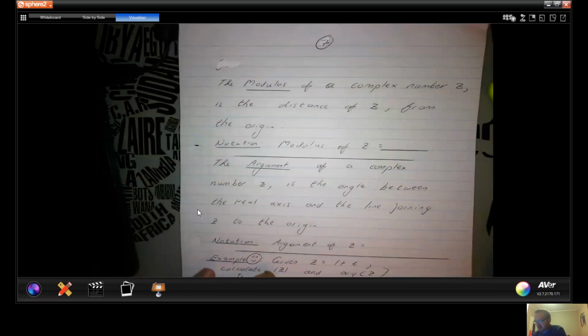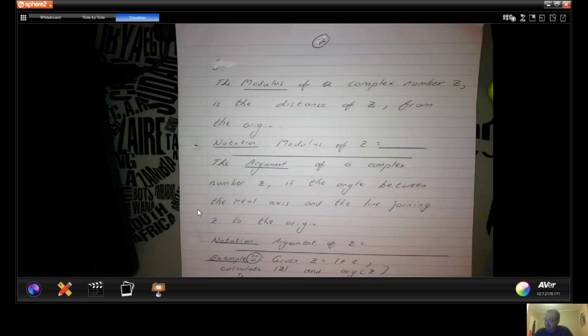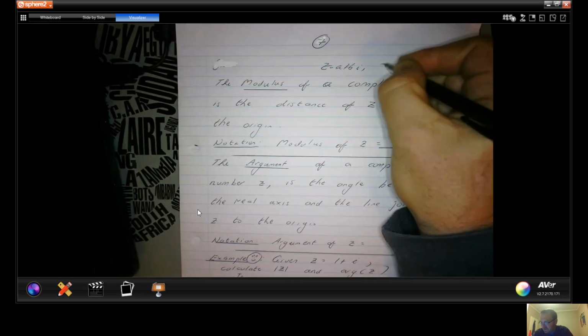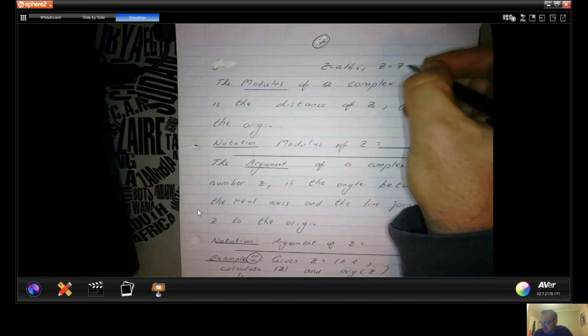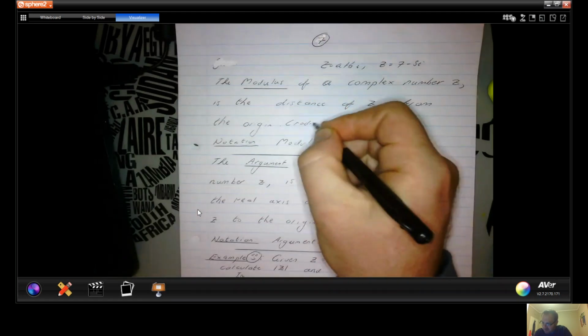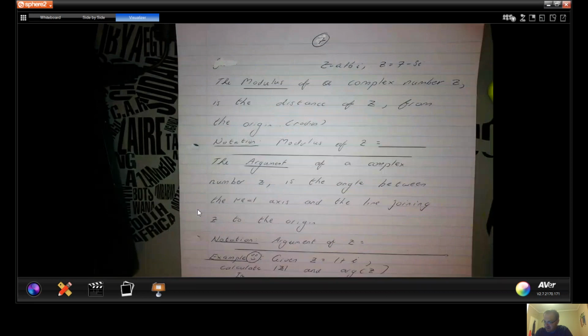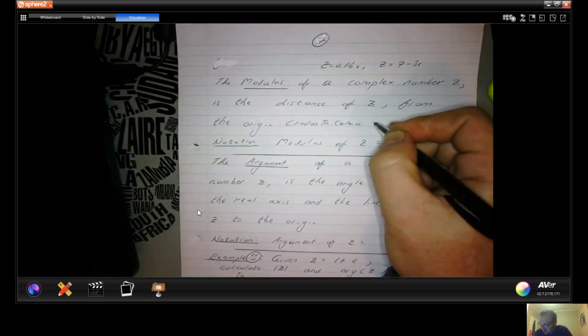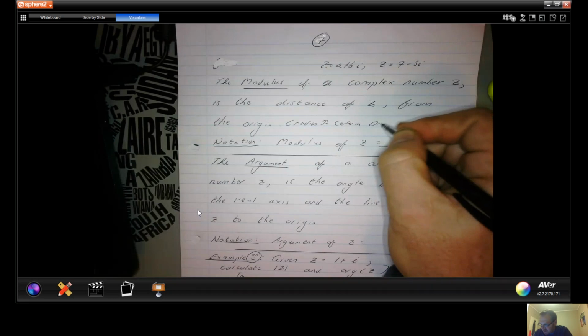Okay, the next thing is a fancy word: the modulus of a complex number z. Once again, z is something like a plus bi, or in other words, z is equal to 7 minus 3i. The modulus of a complex number z is the distance of z from the origin. It's basically what we call the radius on the Cartesian plane, the distance from the center to the point.